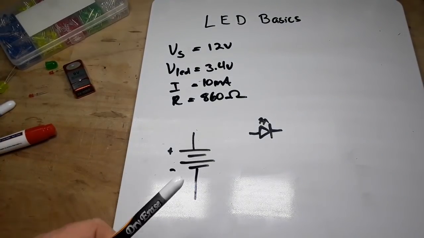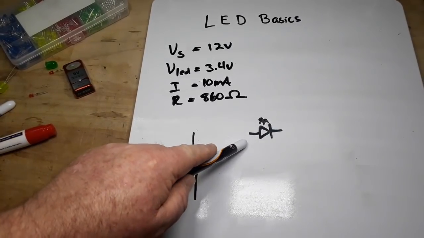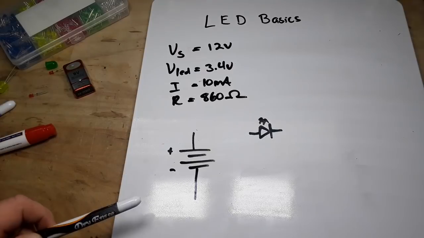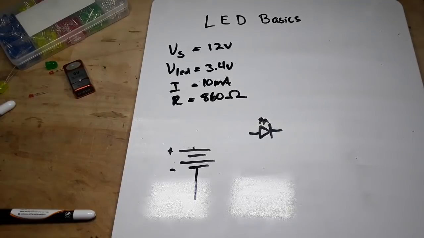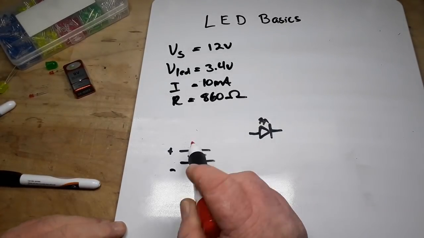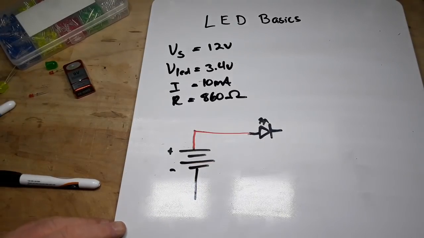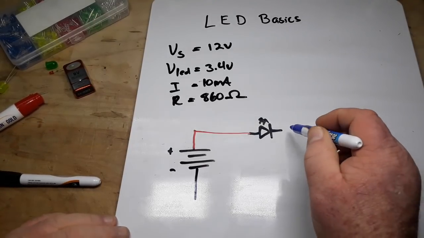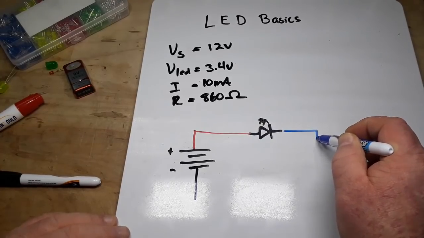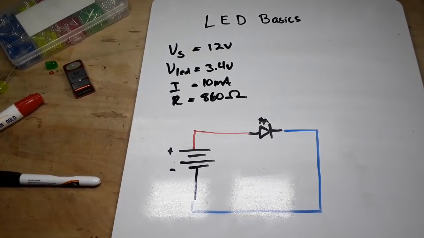So the question becomes, where do we put the resistor? Remember I told you the LED is polarized. So if we take this line out here and we make it in red, this is our positive. We must hook the positive part of the battery to the anode of the LED. And then we'll say blue is our negative. That is our cathode. But we can't hook it up like this. If we do this, it is going to blow up.